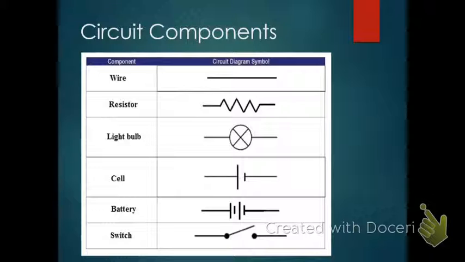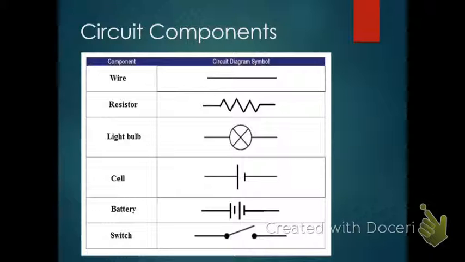A straight line represents a wire. You have this on your paper, so I'm going to go really fast. A squiggly line represents a resistor. A circle with an X in it represents a light bulb or any kind of load. It could be something else. A cell is represented by a short line and a longer line. A battery is represented by two of those, and a switch is like an open line segment.